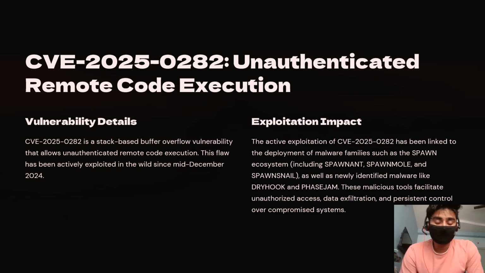When we discuss the new families of identified malware, they are DRYHOOK as well as PHASEJAM. These malicious tools facilitate unauthenticated access. They also lead to data exfiltration and persistence control over the compromised system. That's how the exploitation impact works, folks.